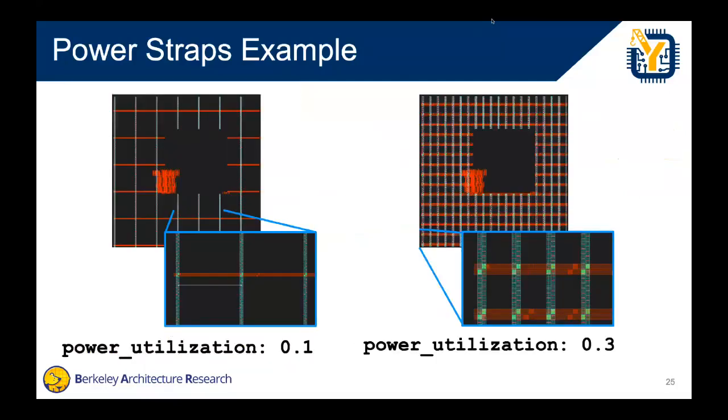So on the left, we have an example of this where we want a 10% utilization. But then when we increase to 30%, you can see Hammer... You don't have to change any number other than this, and you get this nice regular DRC clean grid with 3 times as much power utilization.